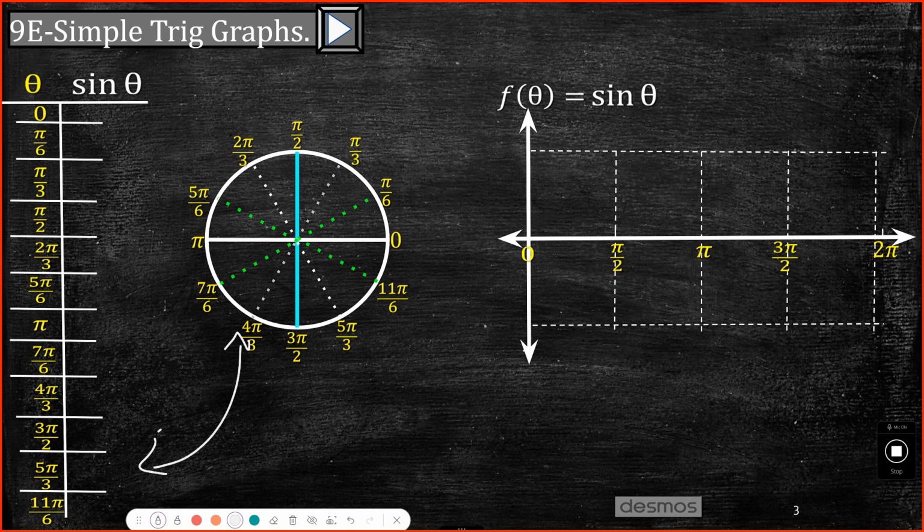Something like that. In any case, after we're done plotting the points, we're going to give a name to what sine theta looks like. But before that, let's get the points.